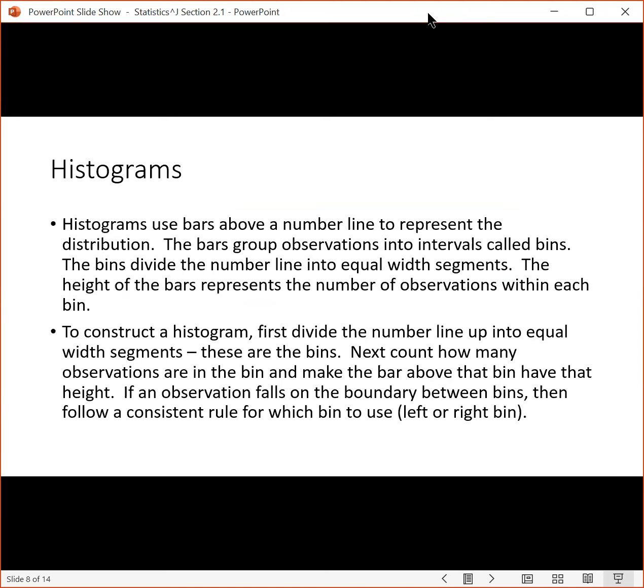Histograms use bars above a number line to represent the distribution. The bars group observations into intervals called bins. The bins divide the number line into equal width segments. The height of the bars represents the number of observations that fall within each bin. So to construct a histogram, we first divide up the number line into equal width segments. These are going to be our bins. Next, count how many observations are in a bin and make the bar above that bin have that height. If an observation falls on the boundary between bins, then you just want to follow a consistent rule for which bin to use, the bin on the left of the boundary or the bin on the right.